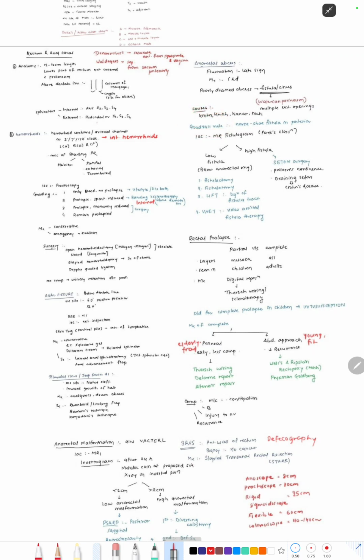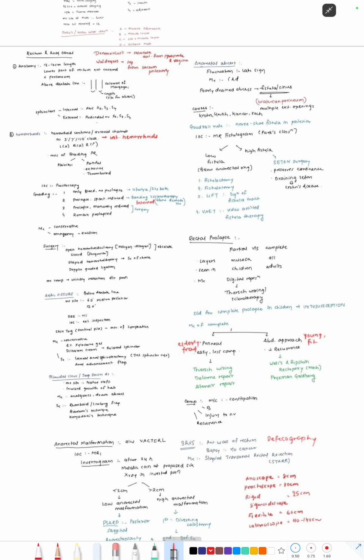The causes of them are the Crohn, Crush, cancer, and Koch. So Crohn's disease, Crush, that is trauma, cancer, and Koch, that is TB. Investigation of choice is MRI or fistulogram, and Park's classification is used.